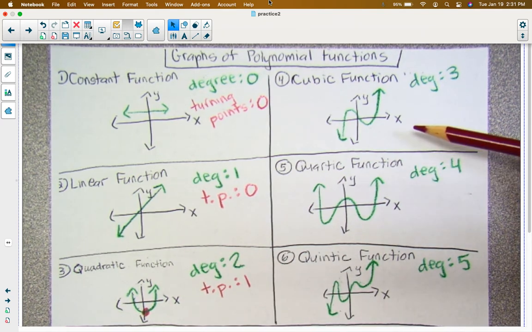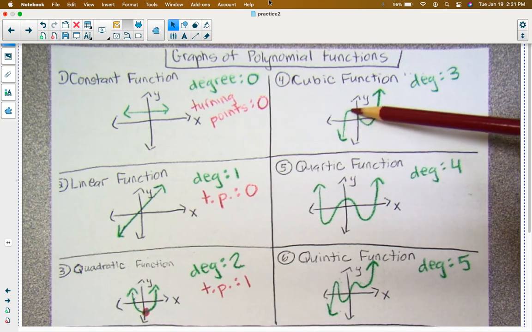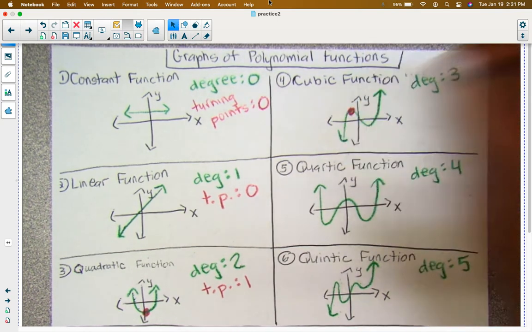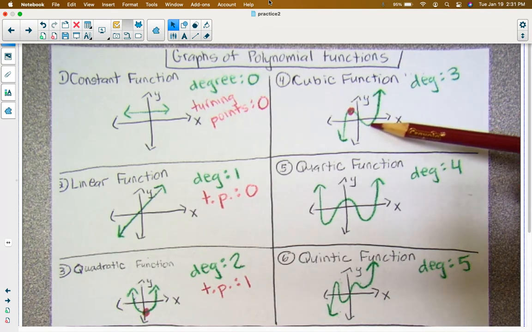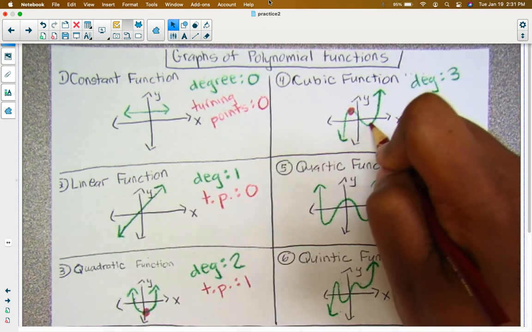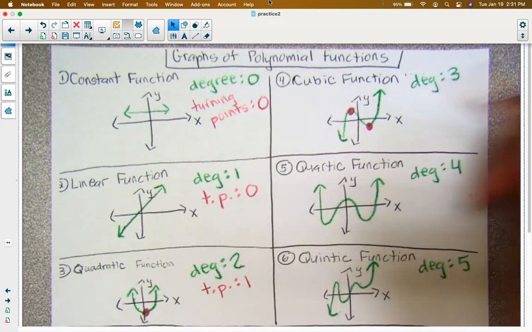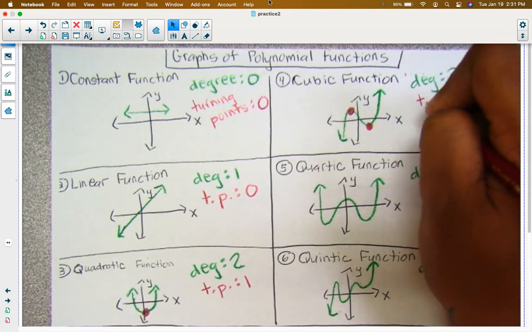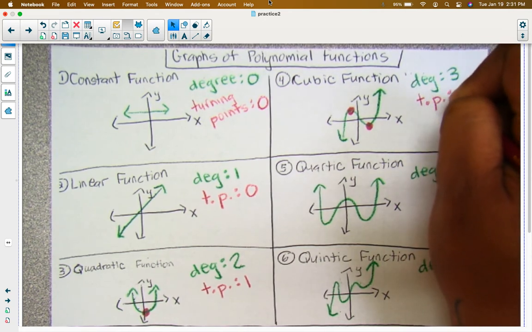If I take a look at number 4, I'm going up, then I go down. So there's a change in direction there. That's called a turning point. Then I'm going down and I go back up again, and there's a switch there. So this particular function has 2 turning points.